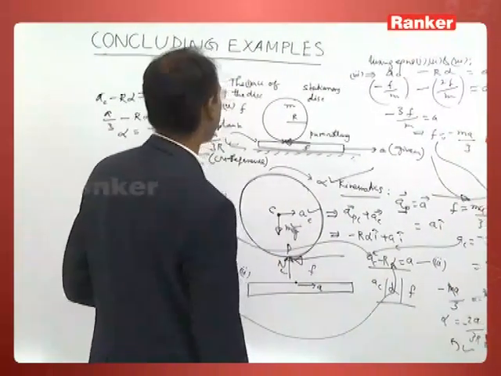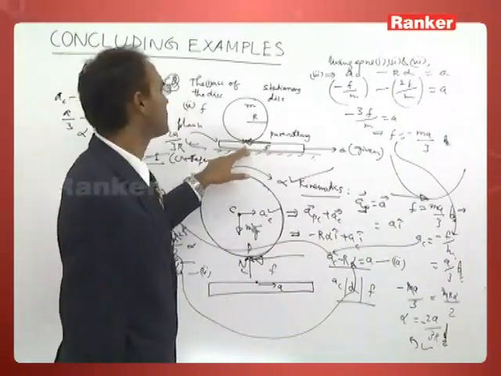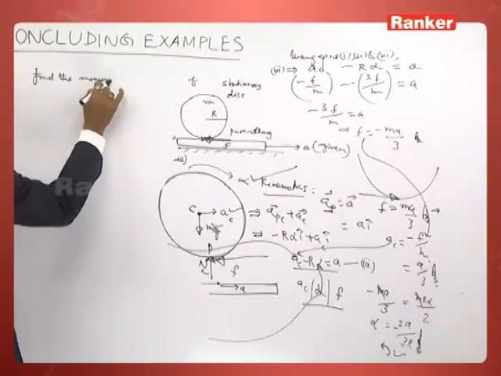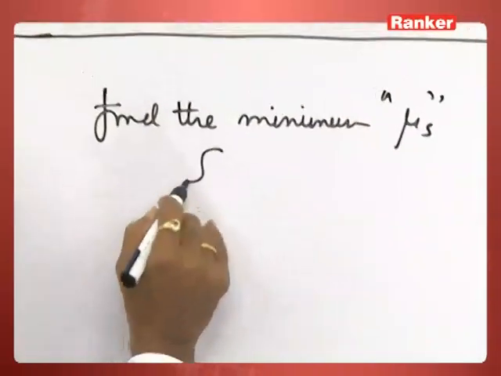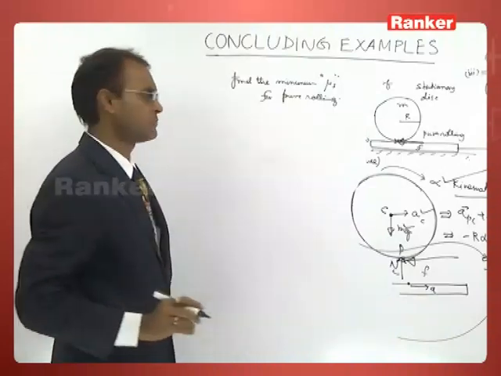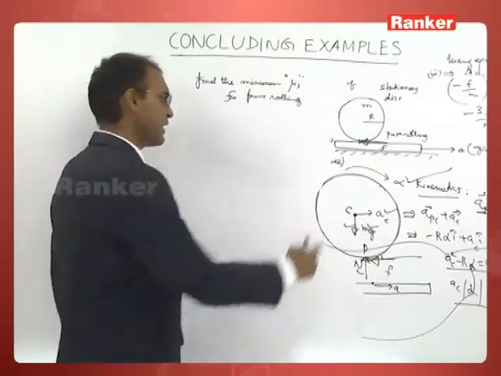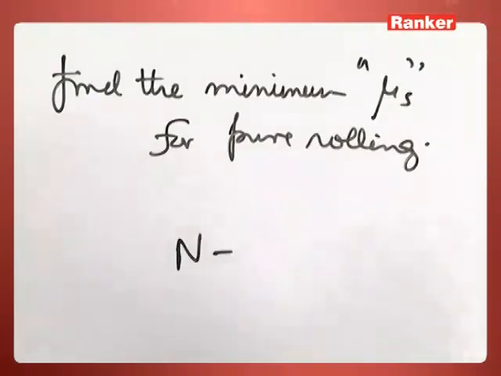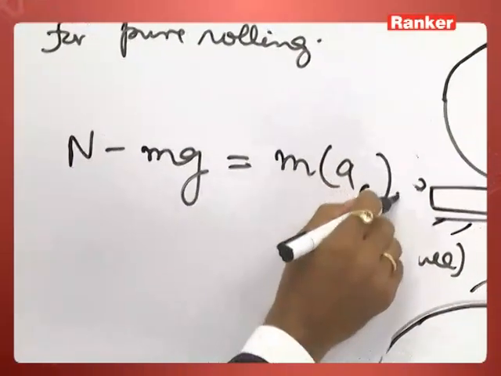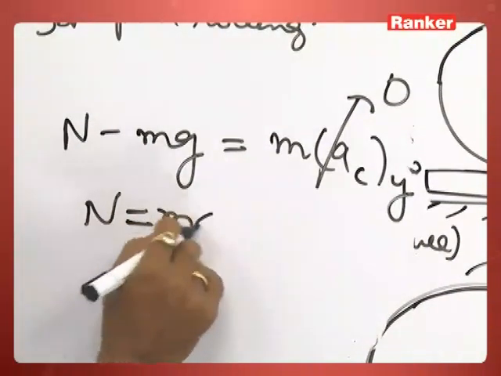We can also ask the minimum coefficient of friction required for pure rolling in this case. Find the minimum coefficient of static friction for pure rolling. To solve this problem, we need to write the force equation along y direction, which states that the net force along y direction is equal to N minus mg, that's equal to m into the acceleration of the center of mass along y direction, that's equal to 0. So in this way, we are getting the normal reaction is equal to the weight of the body.